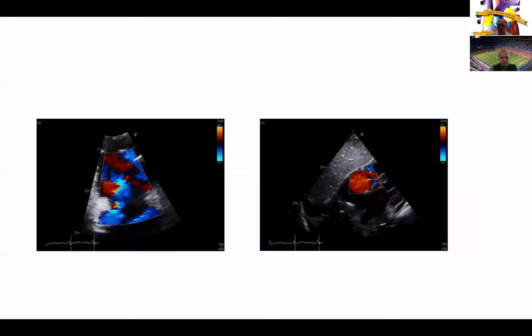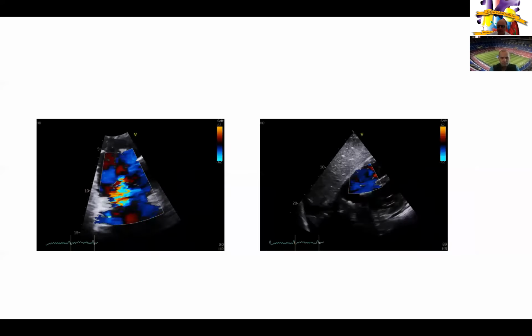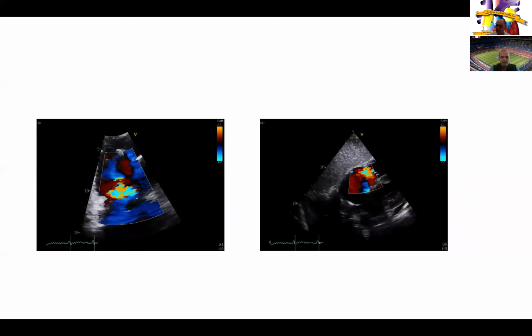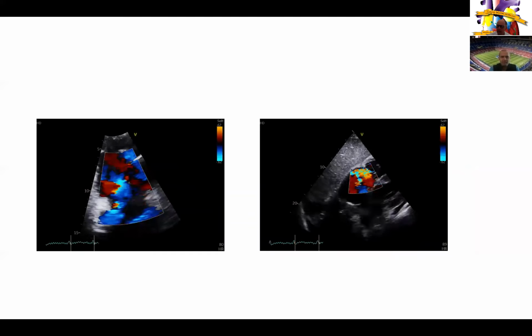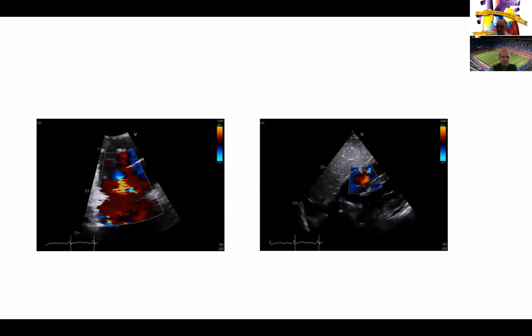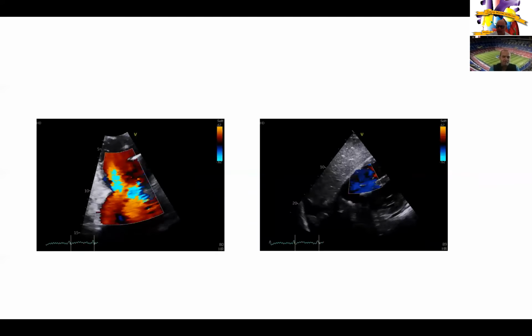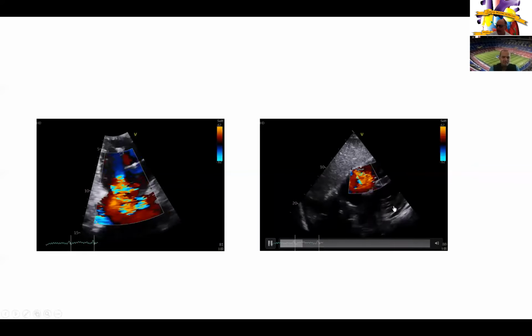Some more images of the right side. Yeah, again, you see that tricuspid regurgitation on subcostal view. And maybe there's some flow acceleration, but this is tough. Yeah, and the subcostal view.